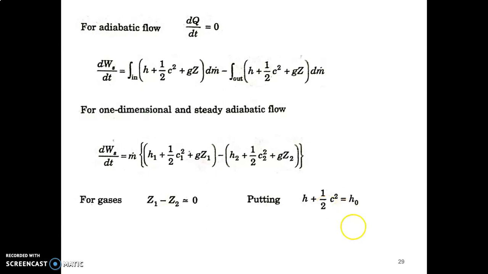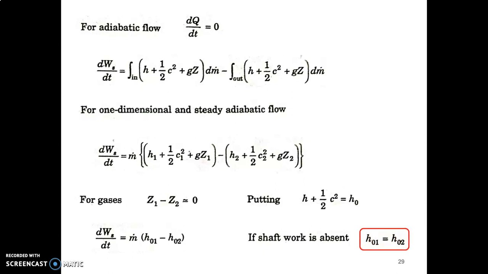If any parameter comes with this suffix 0, it will be known as a stagnation value. For example, P0 will be stagnation pressure, T0 will be stagnation temperature. Likewise, here H0 is stagnation enthalpy. So our dWs by dt is equal to m dot into H01 minus H02. Now if the shaft work is absent, then the whole term will be equal to 0. Therefore, H01 is equal to H02. Therefore, stagnation enthalpy will be constant. This is our final expression for the energy equation.